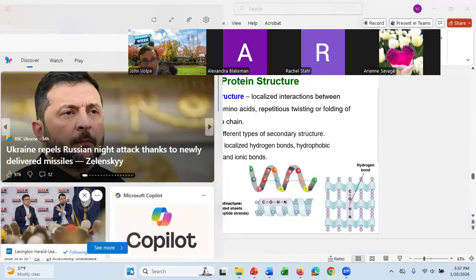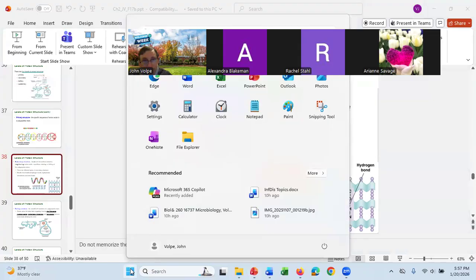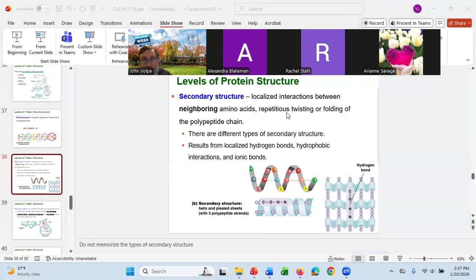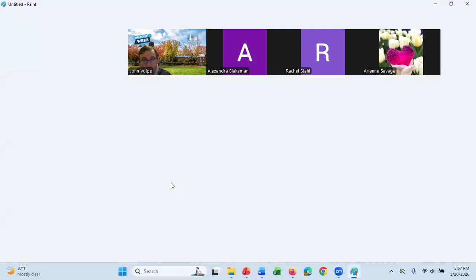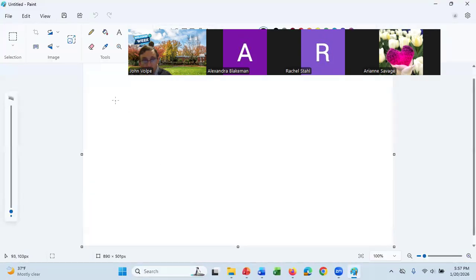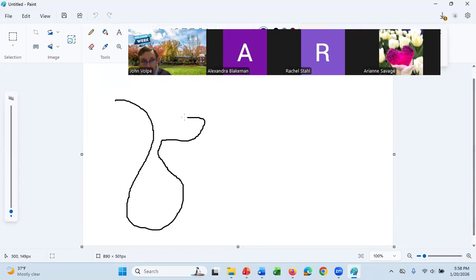Let me see if I can find it. Where is paint? There it is. A random coil is just where a protein moves at random. Bring it out, bring it back in.